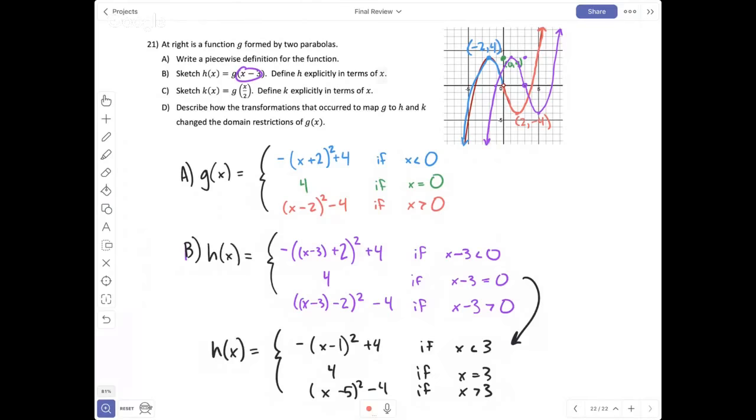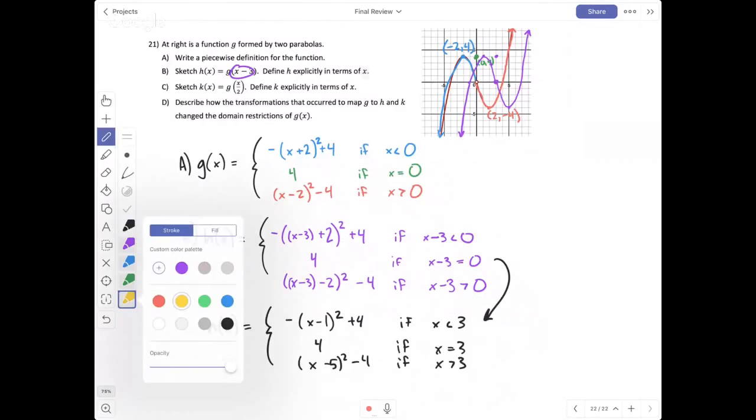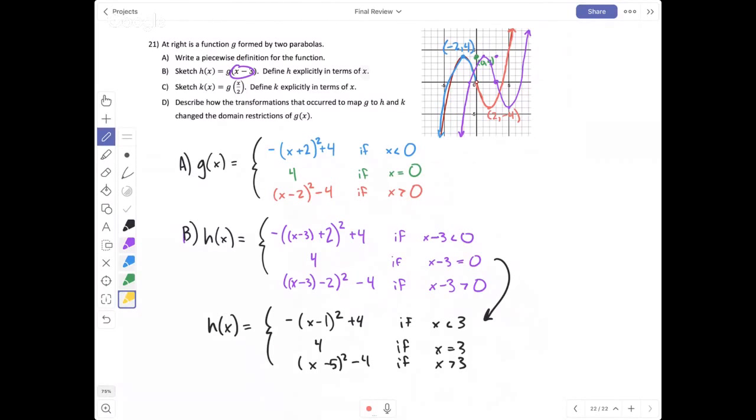Part C was next, and again, I want a new color. I'm going to do part C in this lovely yellow. And we're going to have g of x over 2, which is going to dilate the original function out by 2. Spread everything twice as far from the y-axis. So we're going to have this point, which is at 4, go to 5, 6, 7, 8. And this point, which is at 2, go to 1, 2, 3, 4. And this point, which is at -2.